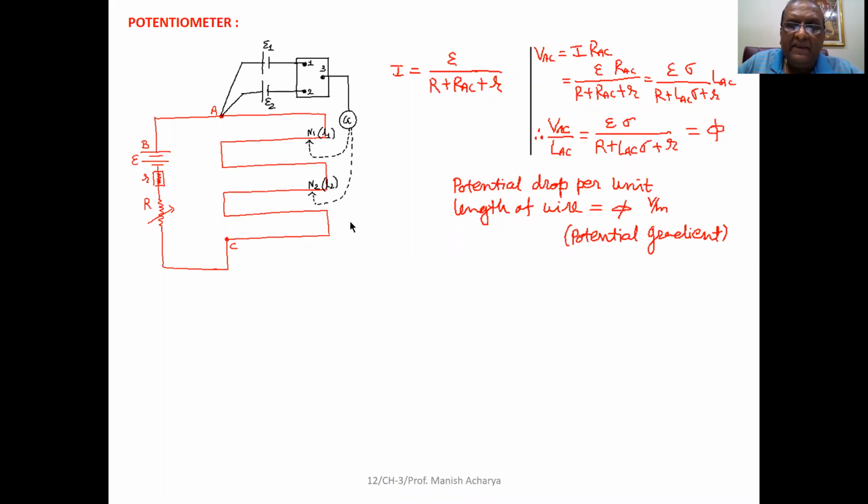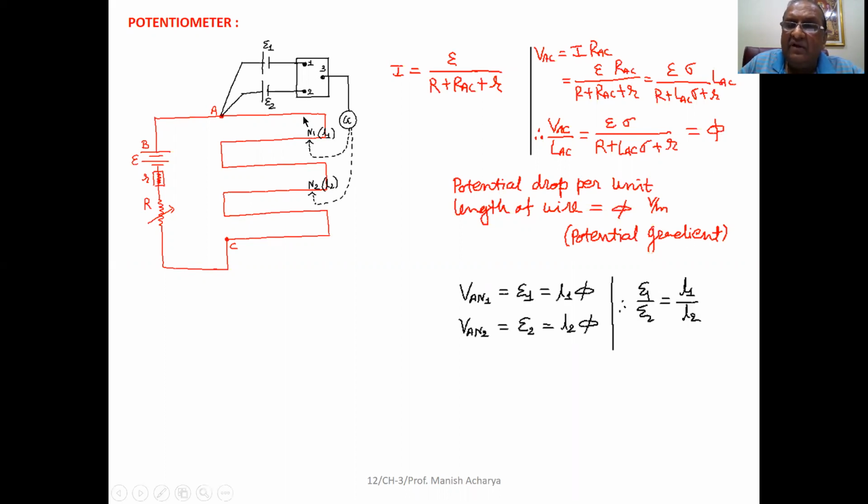Now we already discussed the potential gradient. Potential gradient is the potential difference per unit length of the wire. So here L1 length of the potentiometer wire gives you the null point. It implies that between these two terminals A and N1, the potential difference is L1 into phi. And this L1 into phi potential difference is exactly equal to the potential difference between the two terminals of the cell.